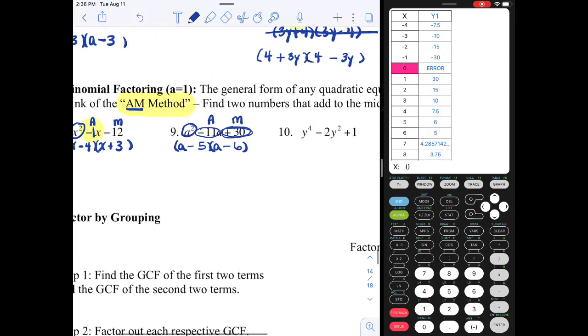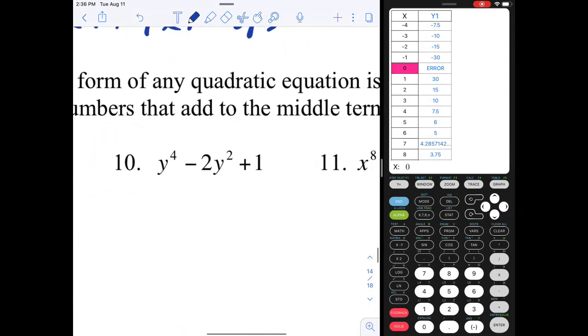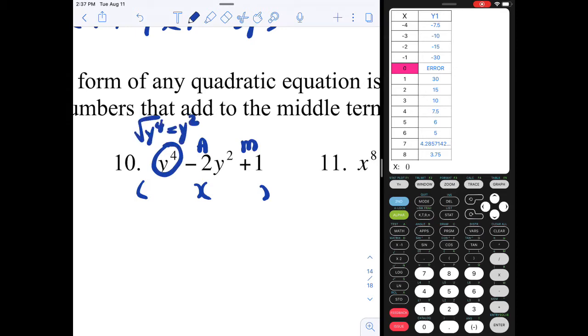Okay, don't be concerned with something like number 10. Forget about the y to the 4th for just a second. This is still a trinomial, 3 terms. You're still going to do the AM method. The only difference is when you first do your two sets of parentheses, you have to think about what the square root of y to the 4th is. The square root of y to the 4th is y squared, so y squared has to be my first term in each of these parentheses.